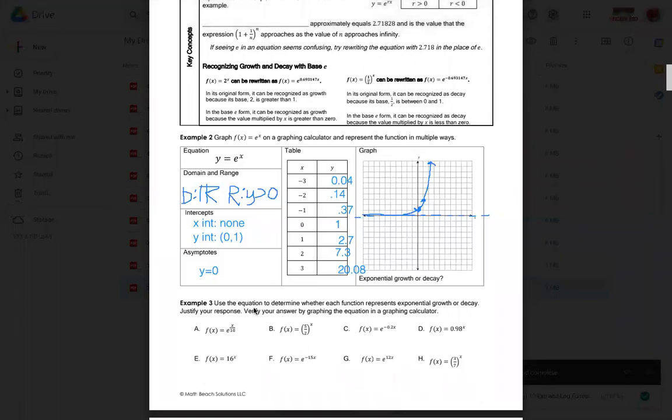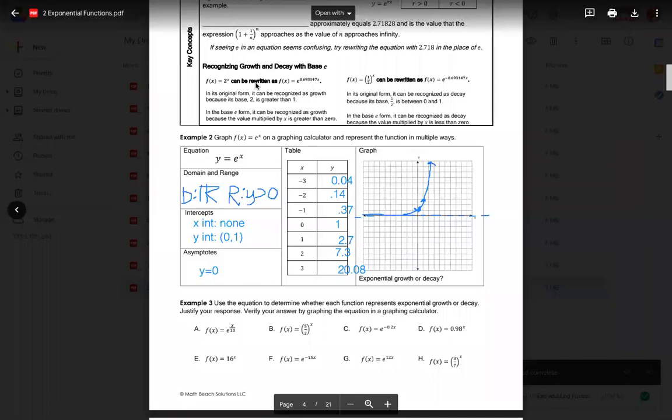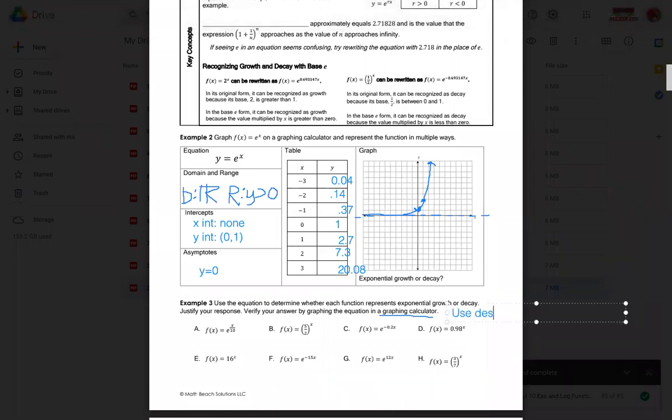Example 3 down here says use the equation to determine whether each function represents exponential growth or decay. Justify your answer, and verify your answer by graphing the equation in the graphing calculator. Again, you can use Desmos here if needed.